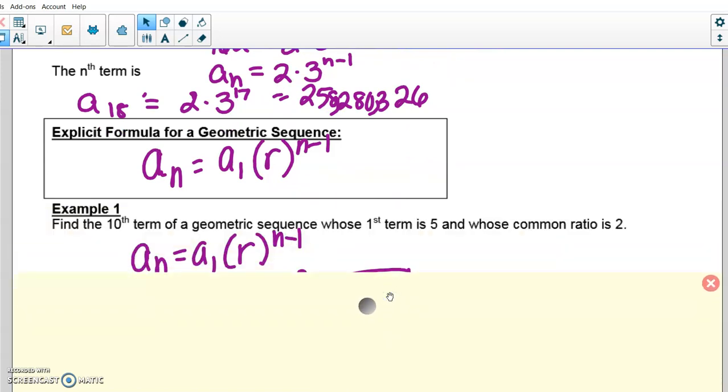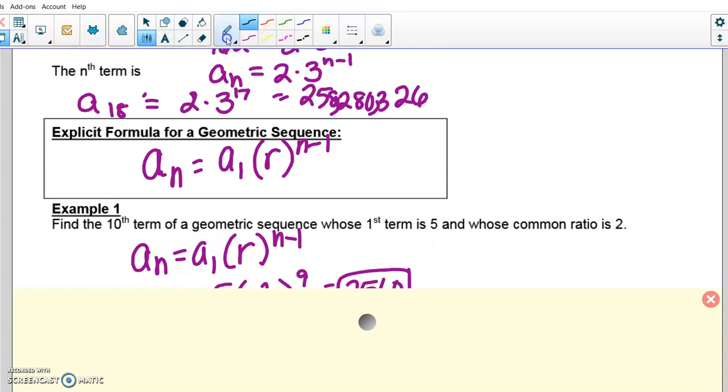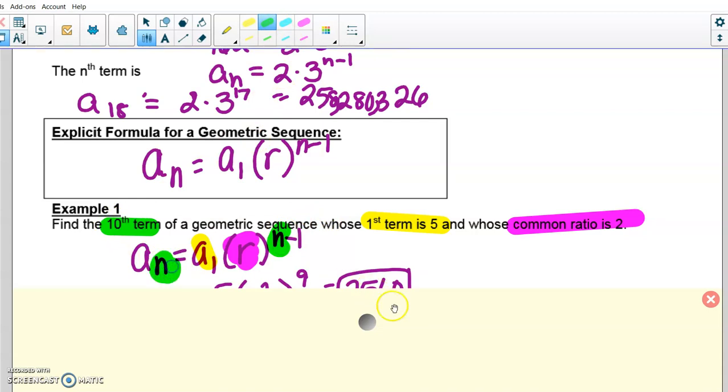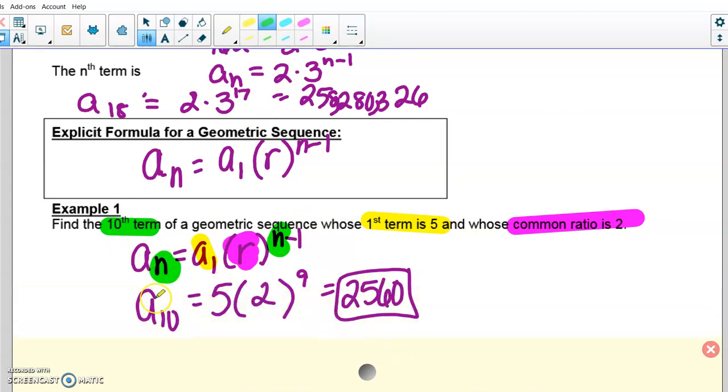All right, so let's do an example here. It says to find the 10th term of a geometric sequence whose first term is 5 and whose common ratio is 2. So here's our formula. We know our a sub 1 is 5, and we know our common ratio is 2. So our first term, 5, is going to go in here. The fact that our common ratio is 2, we're going to replace here. We're looking for the 10th term, so that's going to be what my n is. So when you put everything in, you'd have your a sub 10 equals 5 times 2. And then remember, we're doing 10 minus 1, so the 9th power. And you should get 2,560.